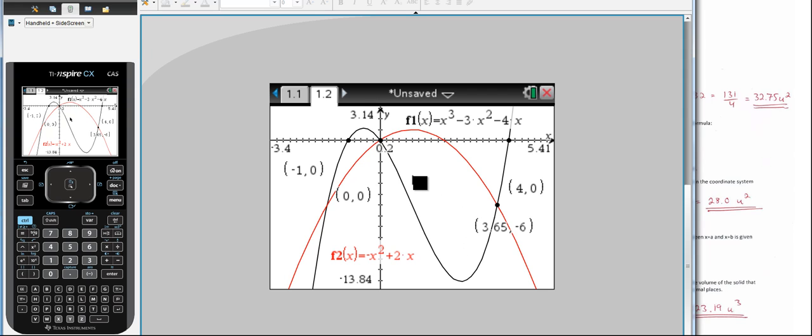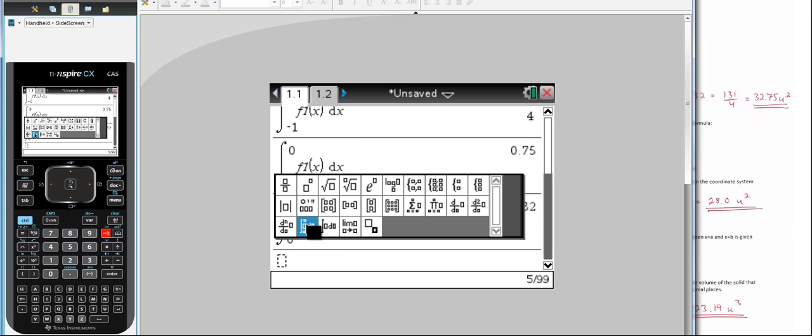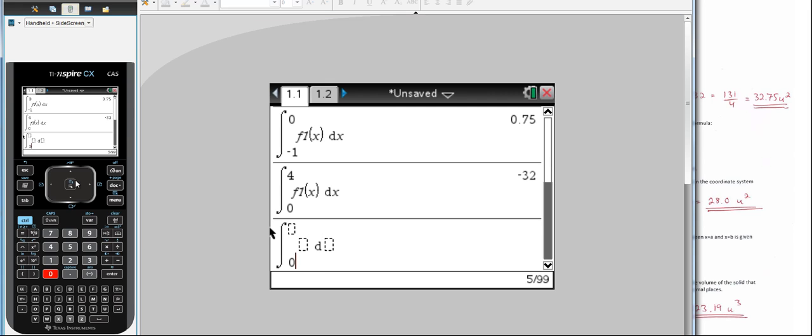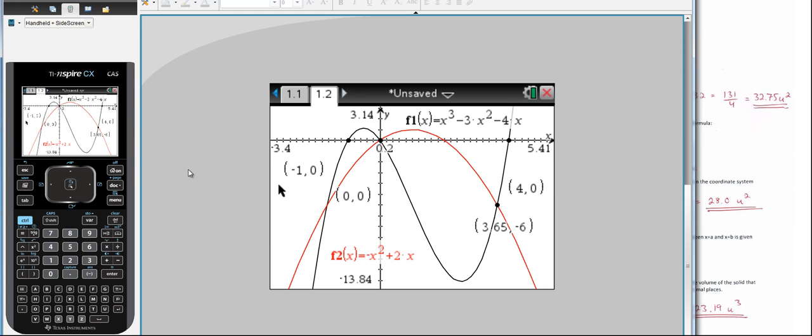It doesn't really matter because we know that we're looking for an area, and if we mix them up, if we have the upper function as a lower function and vice versa, it doesn't matter because we get a negative or positive result, but we're just going to look at the numbers. Okay, so let's find the integral from 0 to 3.65, right? That was the upper limit.